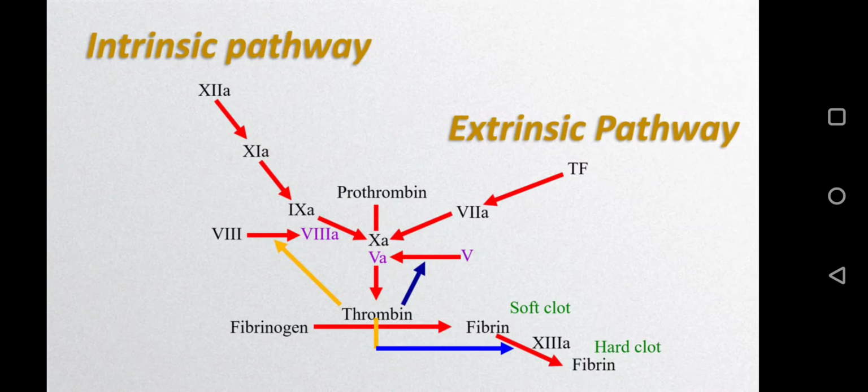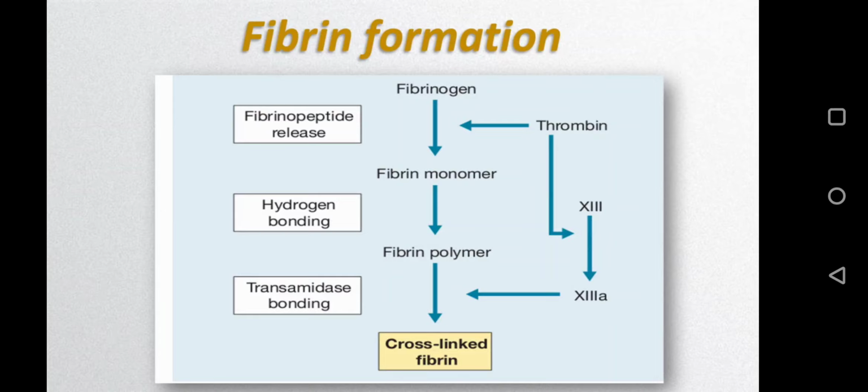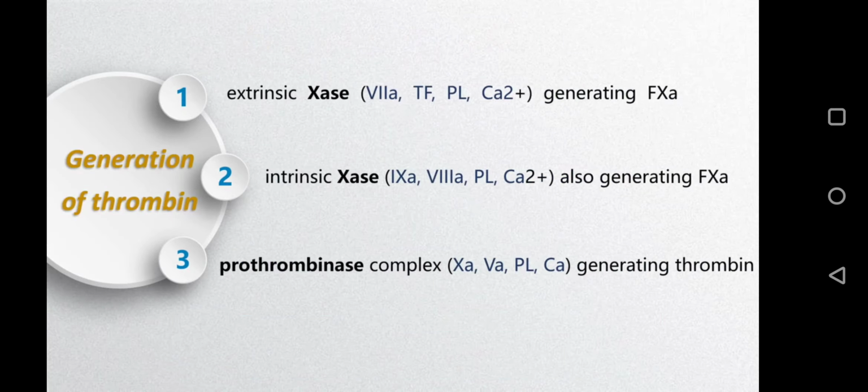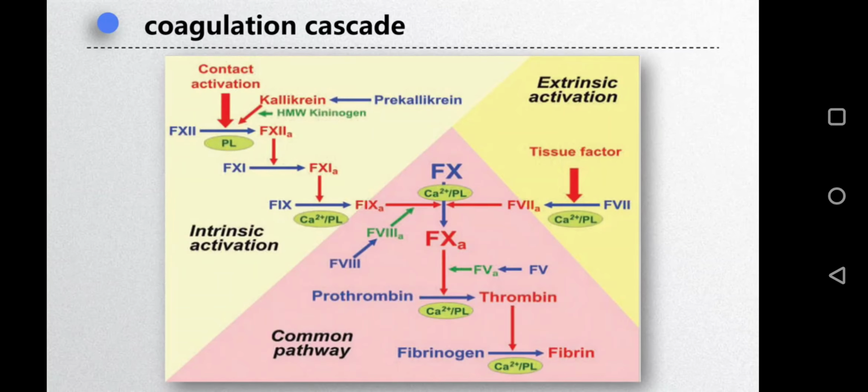This page summarizes the cascade activation of the extrinsic and intrinsic pathways. Generation of thrombin is the common pathway of the extrinsic and intrinsic coagulation pathways. They generate activated factor 10, which together with factor 5, activated phospholipid, and calcium forms the prothrombinase complex. Activating it, prothrombin generates thrombin. This is the summary of the coagulation cascade.